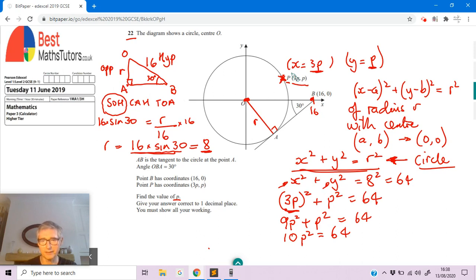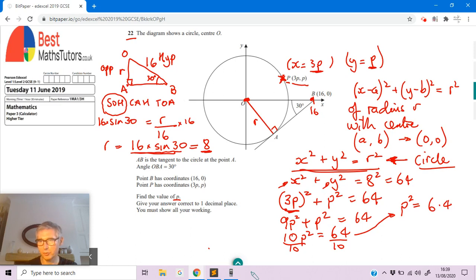Because I've got 10 times p squared equals 64, to get rid of the 10 there, I can just divide both sides by 10. Do that there and do that there. Just an arrow here, because we run out of space at the bottom. That gives me that p squared is equal to 64 divided by 10. We could use a calculator. If I divide by 10, I'm just going to move the decimal point one place to the left. That's going to give me 6.4.